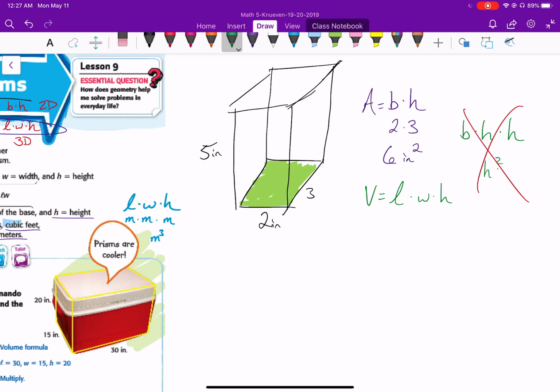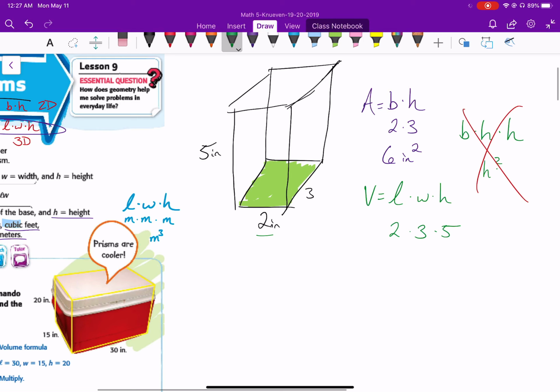Now, if I have my length as 2, my width as 3, and the height of the three-dimensional figure is 5, well, I can simply do my math. 2 times 3 is 6, bring down my 5, 6 times 5 is 30, so this would be 30 inches cubed, and that would be the volume of the entire thing.